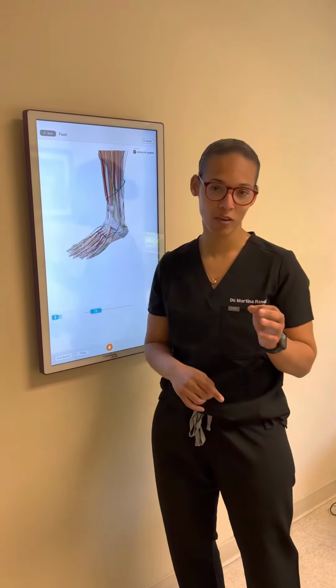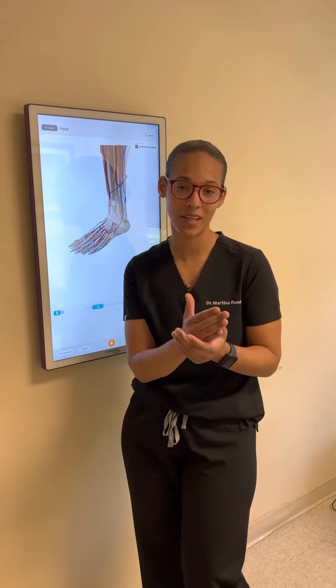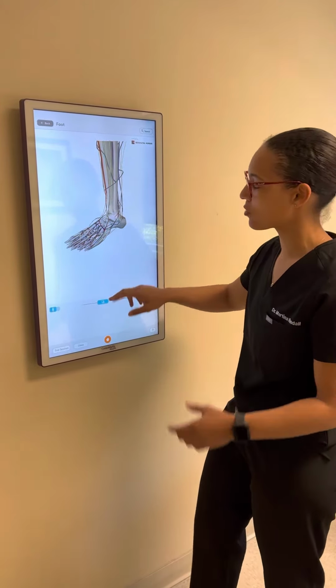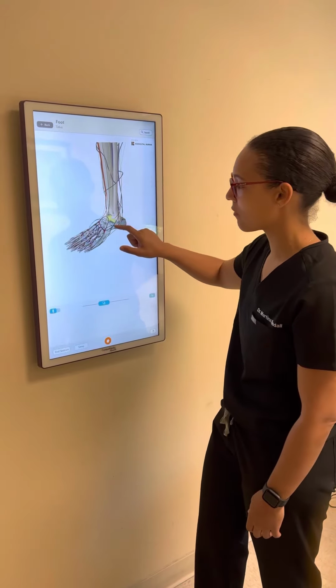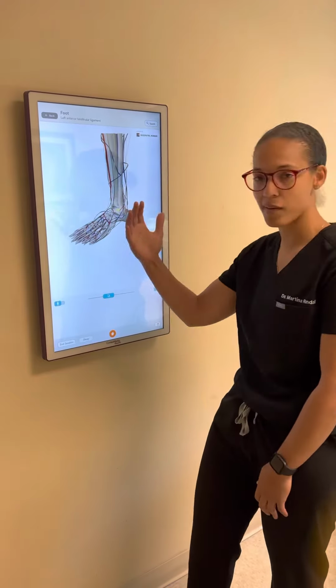We're going to go over ankle sprains from an anatomic standpoint, and I'll show you guys essentially what that injury means and a little bit of the treatment plan. So your typical ankle sprain is going to occur at this ligament here. This ligament is called the anterior talofibular ligament. It sits on the front, that means anterior.